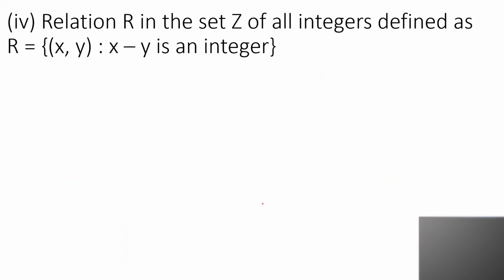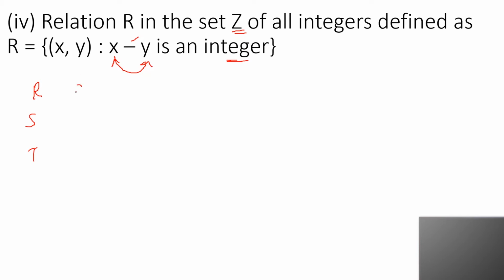Next is the fourth: a relation R in the set of all integers defined as x minus y is an integer. It means he is asking whether integers are closed under addition and subtraction or not. Yes, these are closed. Whenever we subtract two integers, we always get an integer. So we have to check whether it is reflexive, symmetric or transitive.